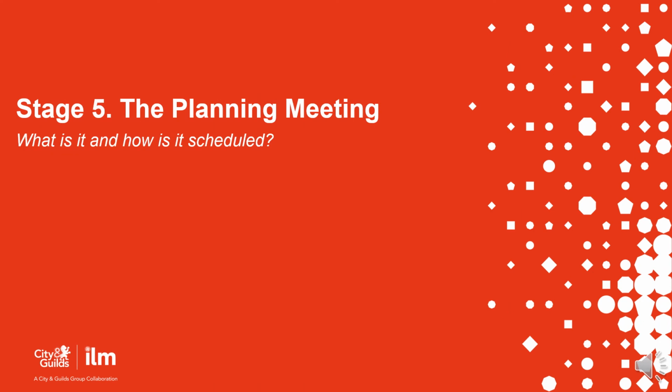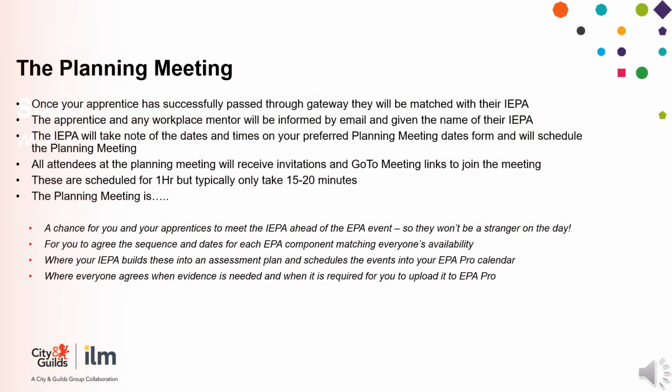The planning meeting. What is it and how is it scheduled? Once your apprentice has successfully passed through Gateway, they will be matched with their EPA. The apprentice and any workplace mentor will be informed by email and given the name of their EPA. The EPA will take note of the dates and times on your preferred planning meeting form and schedule the planning meeting. All attendees at the planning meeting will receive invitations and go-to-meeting links to join the meeting.